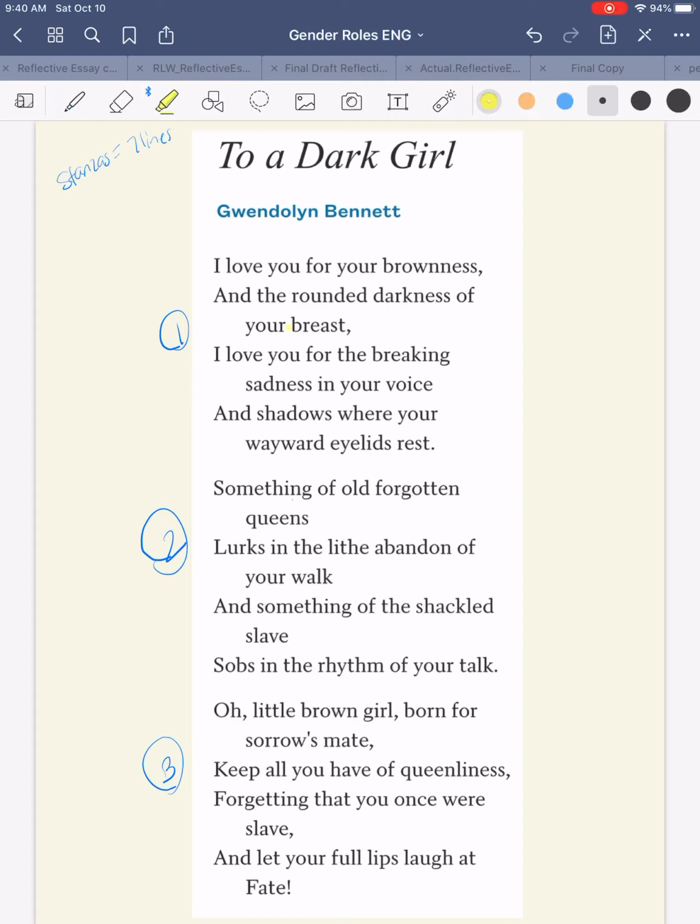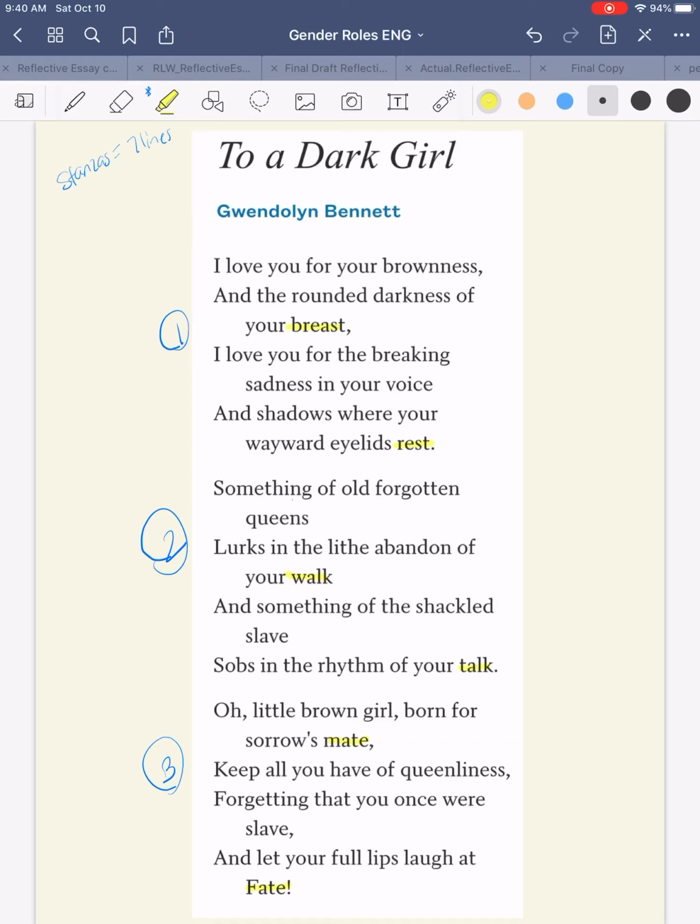So we have breast and rest that rhyme. So there's some end rhyme going on there. We have walk and talk that rhyme. And we have mate and fate that rhyme. And we can see that the rhyme occurs in different places throughout the poem.